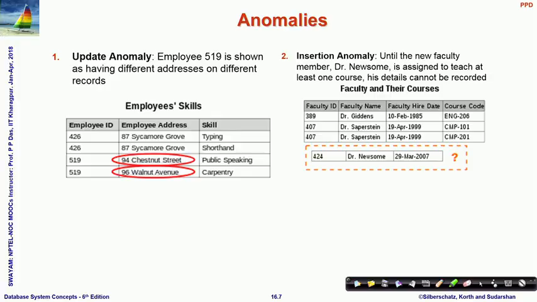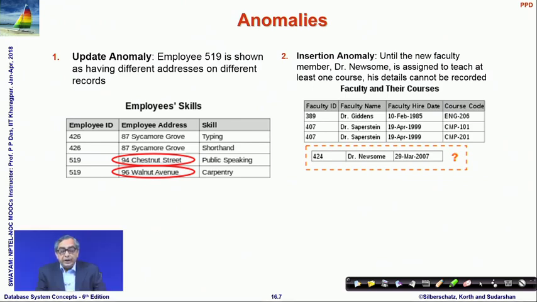Similarly, I could have an insertion anomaly, which I am illustrating with another database schema which has four attributes: faculty ID, name, hiring date and course name. Naturally, given the faculty ID, the faculty name and hire date should be unique. Now, suppose a new faculty joins, and as soon as the faculty joins, he or she may not have an assigned course. If we want to enter that record here, we will not be able to, because we do not have any value for the course code. So, either we use a null value or we cannot actually enter this record. This kind of situation is known as an insertion anomaly.